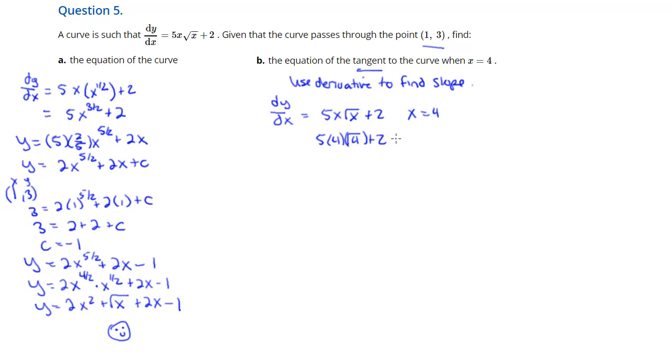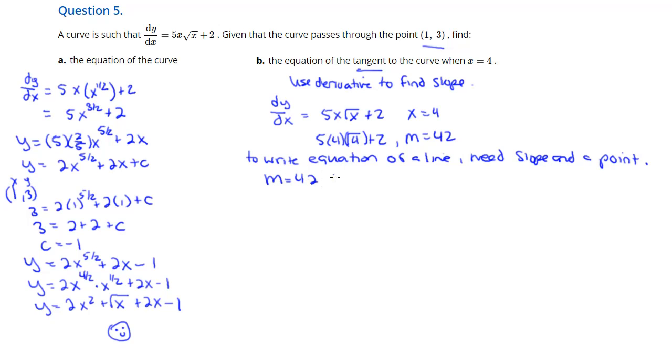So I'm going to plug in my x's, and then I find that my slope is going to equal 42. Whoa, it's a big slope. All right, now I'm going to write the equation of the tangent line. To write an equation of a tangent line, I need a point and a slope. Well, I got my slope, and I look over here, and all I've got is this x equals 4. Now, keep in mind, I can't use the (1, 3) because I need this to go through x equals 4.